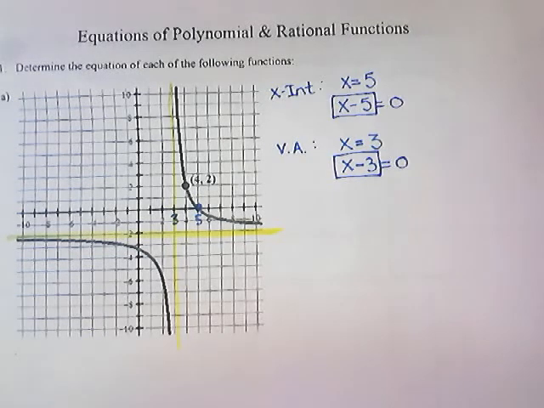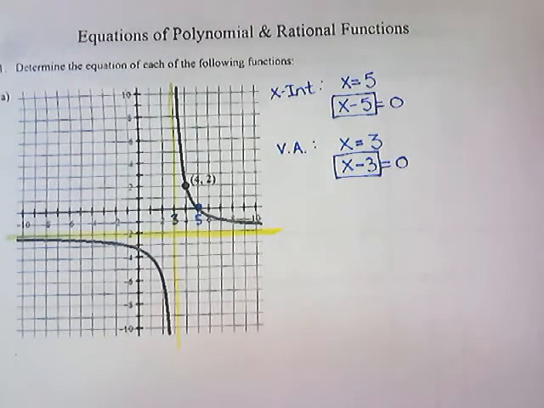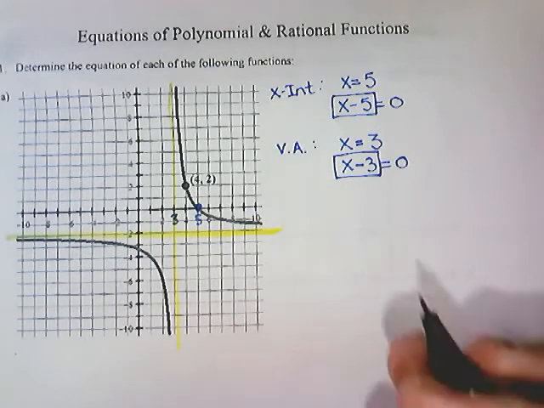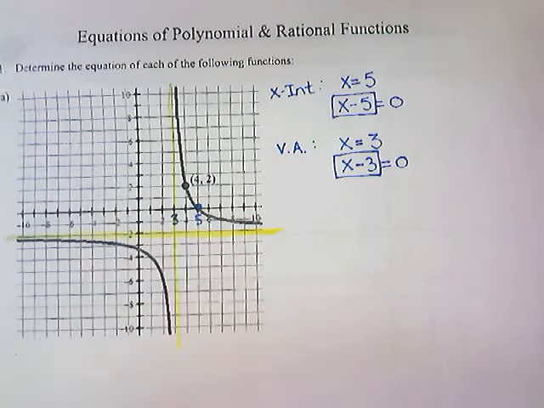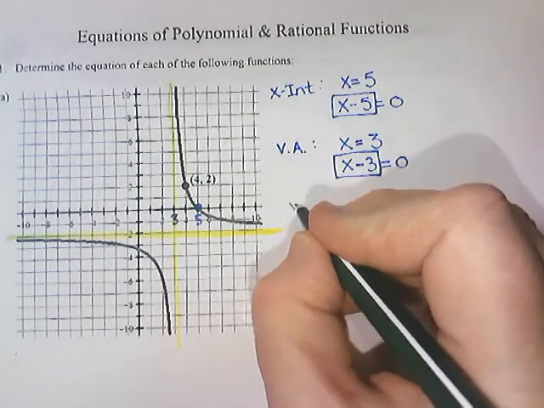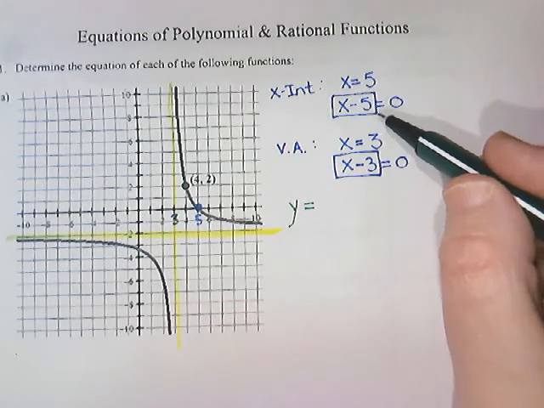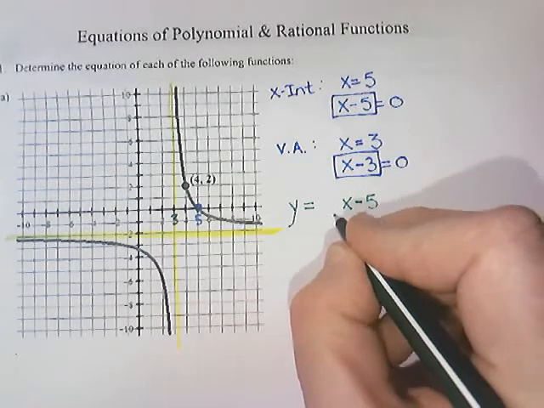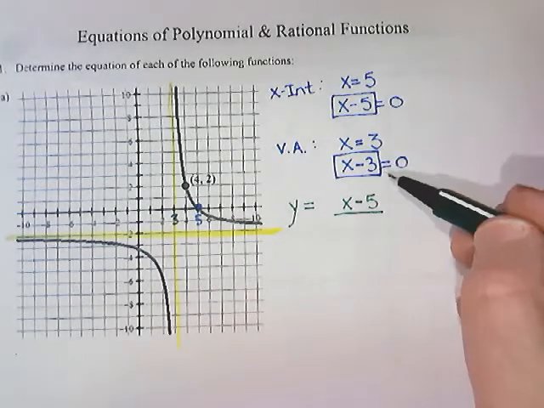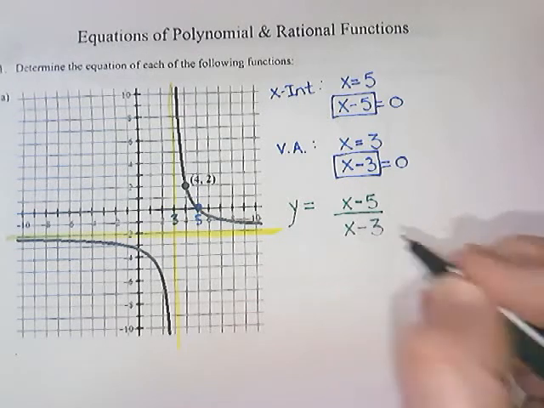Now let's take this information and build the basic beginnings of our equation. I'm going to say that my equation is y equals, or f of x equals, or a of x equals, because this is question A. I think I might just go for y equals. In the numerator, where our x-intercepts come from, there should be an x minus 5. In the denominator, there should be an x minus 3, because that's where our vertical asymptotes come from.